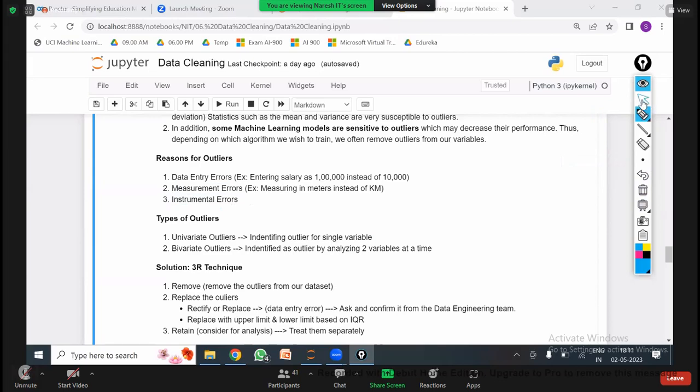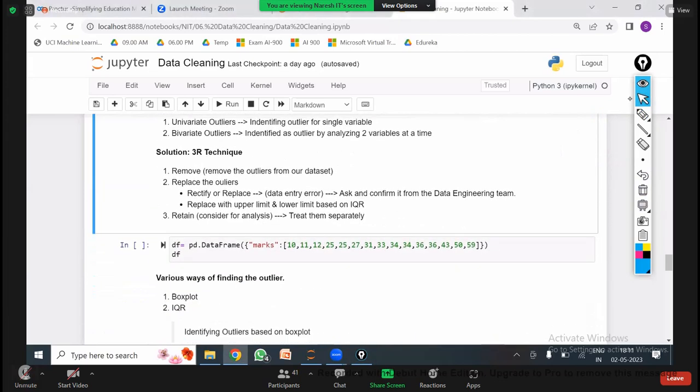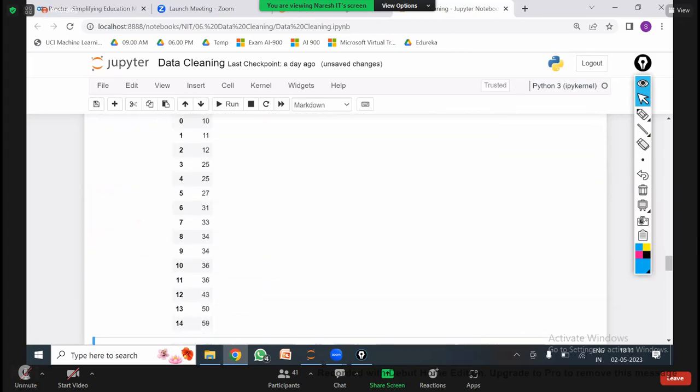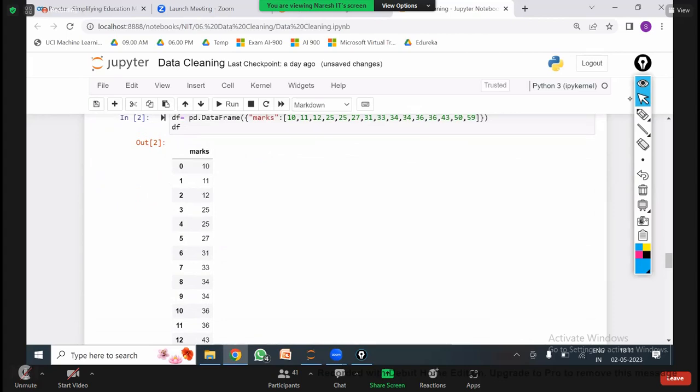Now, how are we going to treat the outliers? For treating the outliers, we have three techniques called remove, replace and retrain. Right? Now, first option, I'm going to start with the marks. So let us take the marks, the same marks which I considered in the descriptive statistics PPT.